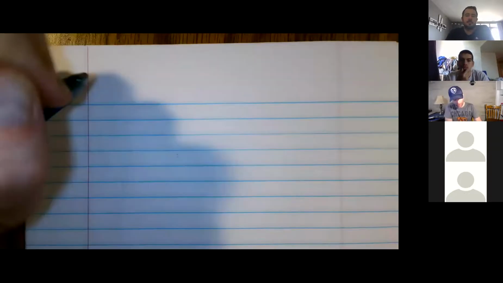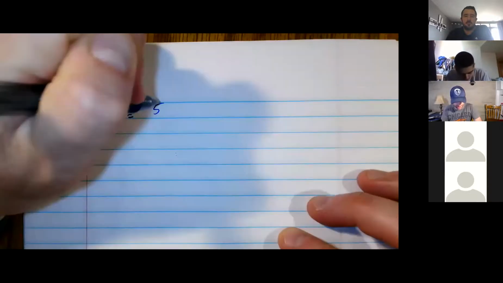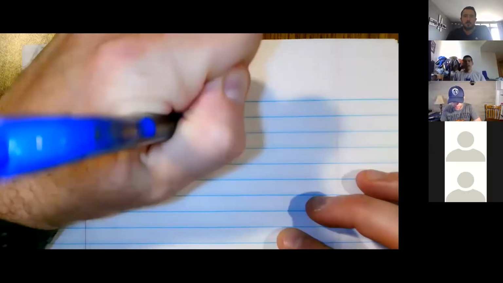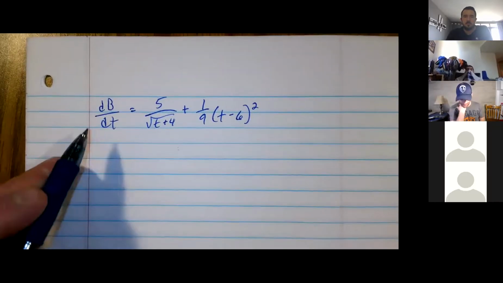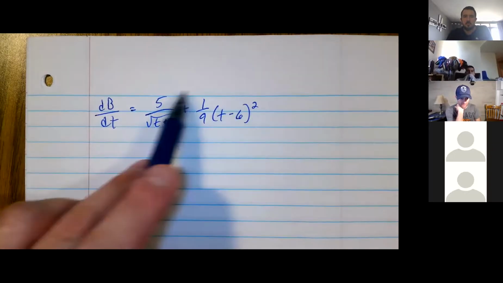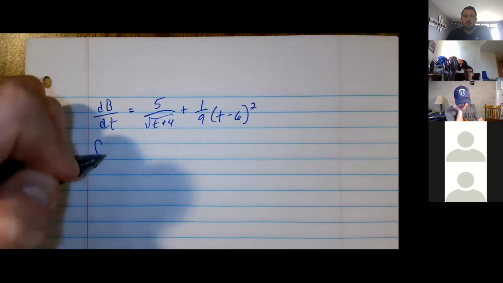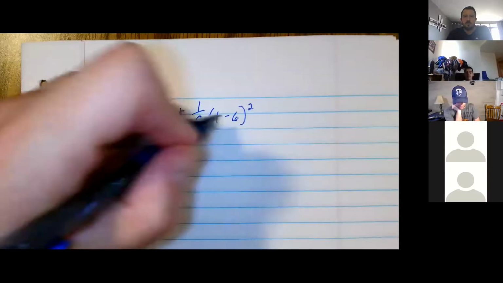Part C says find an expression for B of t. Remember, we're given dB dt equals 5 over the square root of t plus 4 plus 1/9 t minus 6 squared. So remember, this is dB dt. If I want to find B, I'm going to have to separate the variables, so I'm going to have to multiply by dt. Notice there are no B's on the left side. As soon as you multiply by dt, then you're going to integrate. So I have the integral of dB equals the integral of this thing with respect to t.